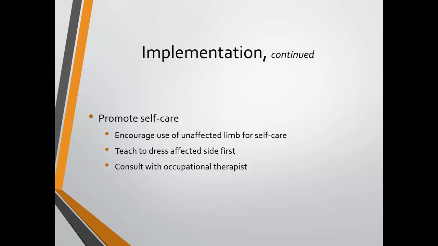Promoting self-care. You want to encourage them to use the unaffected limb for self-care, such as bathing, brushing their teeth, combing their hair, dressing themselves, and eating. I also want to teach them to dress the affected side first so that they can dress themselves with minimal assistance. Consult with occupational therapists to schedule times to train them for ADLs, encouraging them to use assistive devices for eating, physical hygiene, and dressing.